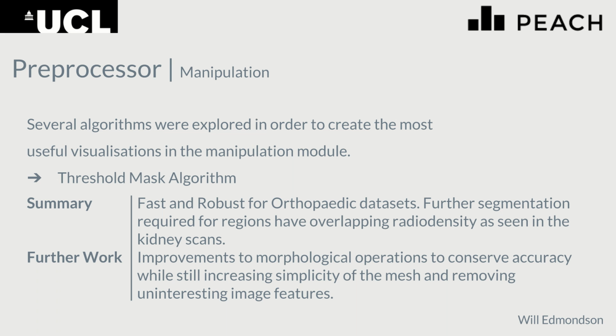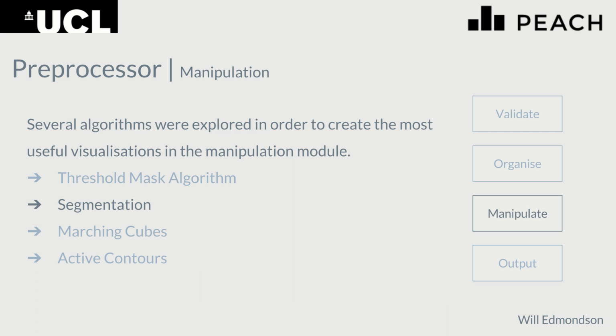In summary, this is a fast and robust method for orthopedic datasets where the radiodensity of bones is much higher than that of other tissues, but it is not as effective for kidney scans because of the overlapping radiodensities seen in those tissues. Further work on the orthopedic side would be to improve the morphological operations, and on the kidney side, another method would have to be used.